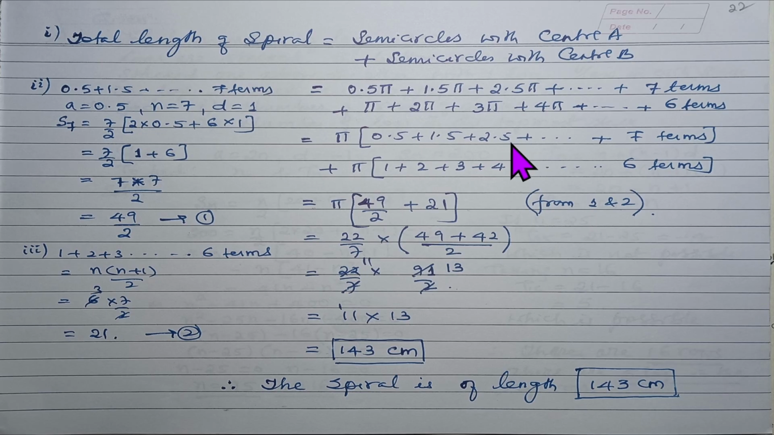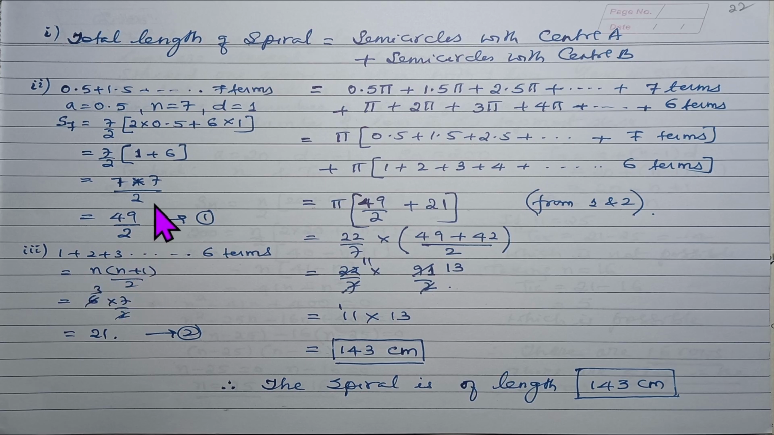Now let us find the sum of the 7 terms and the sum of the 6 terms. For 0.5 + 1.5 up to 7 terms, a is 0.5, n is equal to 7, d is equal to 1. So I can find S7, which I have found to be 49/2. Similarly, the sum of 1 + 2 + 3 up to 6 terms is 6 into 7/2, that is 21. You know that the sum of natural numbers formula is n(n + 1)/2, which I have used directly here.